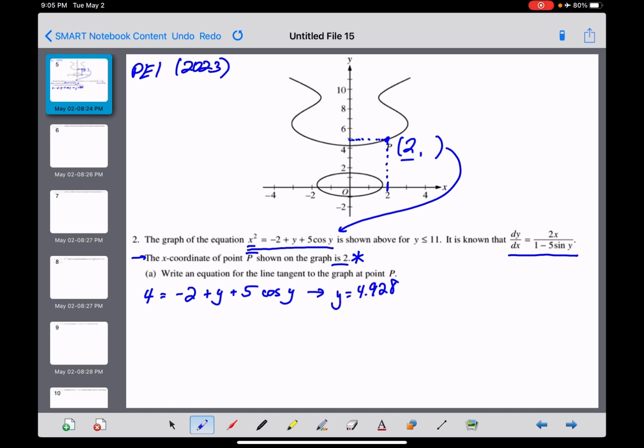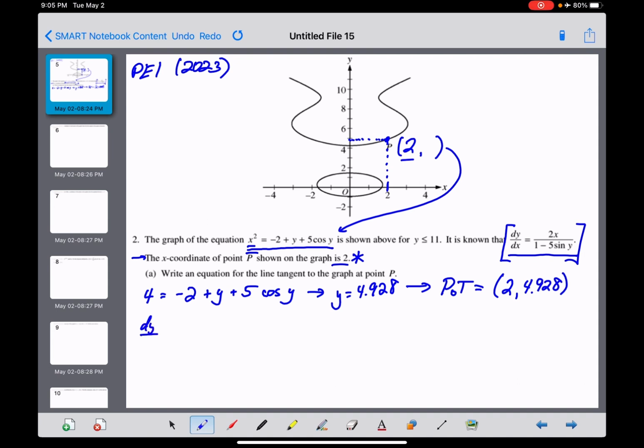So what we now know, everybody, remember we're trying to find the equation of a tangent line, is that our point of tangency is the ordered pair 2 and then 4.928. We also need the slope of the tangent, and that comes from our derivative here.